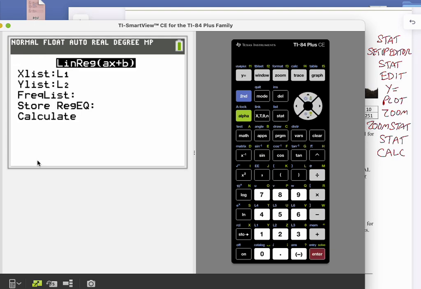Now, some of you might not see this screen. If you don't see this screen, I'm going to tell you what to do. If you do see this screen, just do what I'm doing. So you choose the one you want. Now, if you don't see this screen, you don't have to arrow. You just don't do anything yet. But for those of you who do have this screen, arrow over to where it says store regression equation. Frequency list, just leave off. That's not something that we have to do.